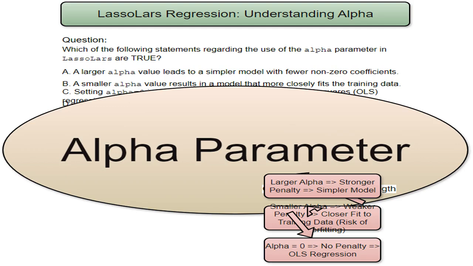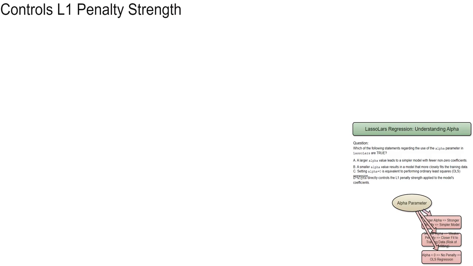I see alpha as the dial that controls how strongly lasso regression penalizes large coefficients. A larger alpha means a stronger penalty, leading to simpler models by shrinking many coefficients to exactly zero. The L1 penalty is a type of regularization in lasso regression that adds a penalty based on the absolute value of the coefficients. Alpha directly multiplies this penalty term in the equation that lasso regression is trying to solve. A higher alpha increases this penalty, making the model simpler, while a lower alpha allows for more complex models.